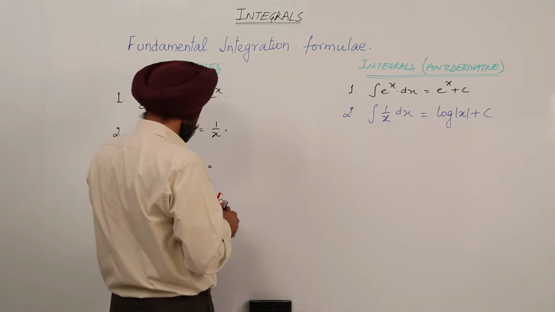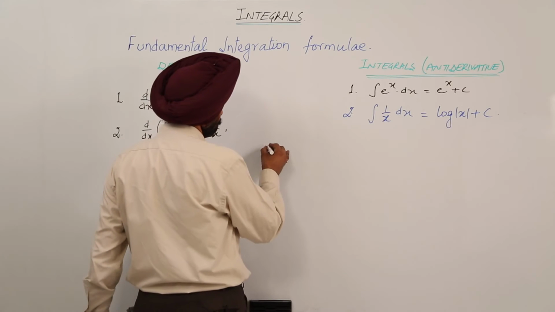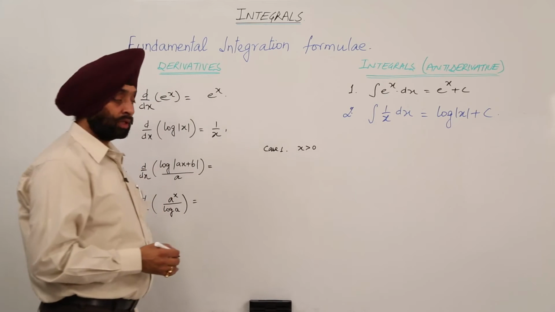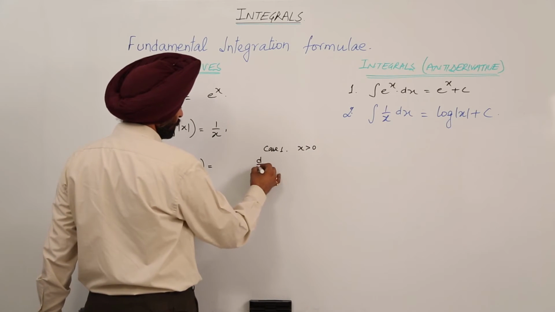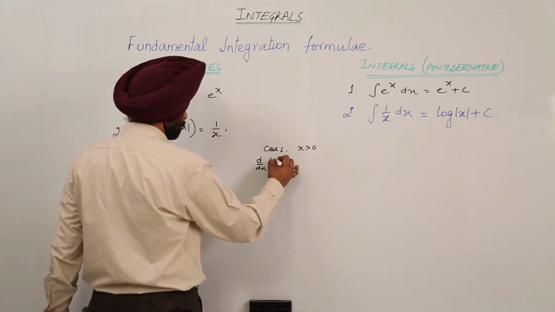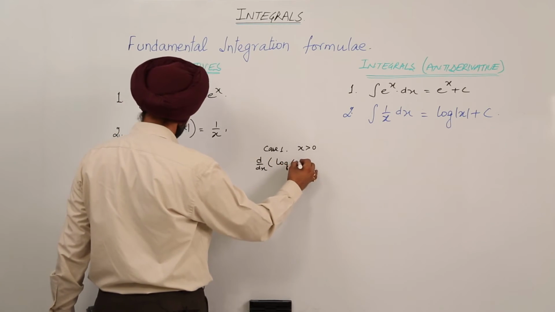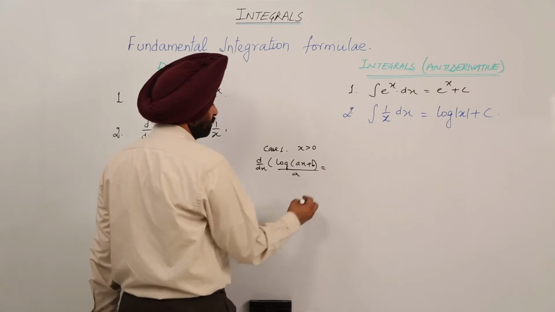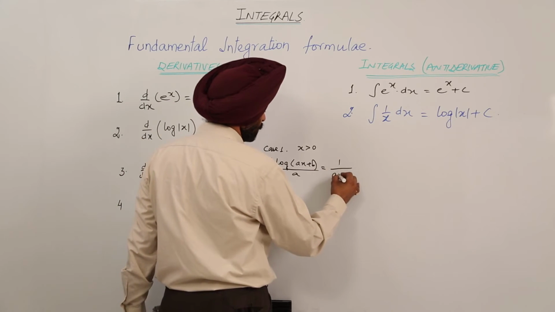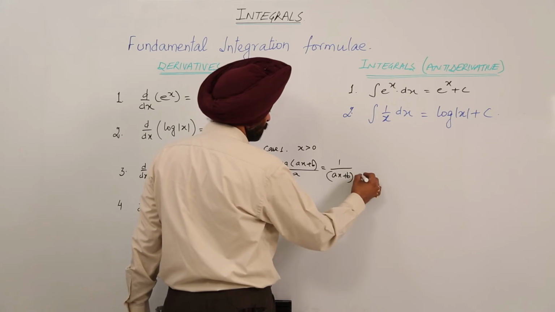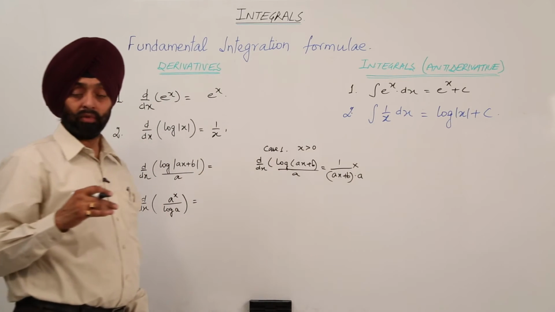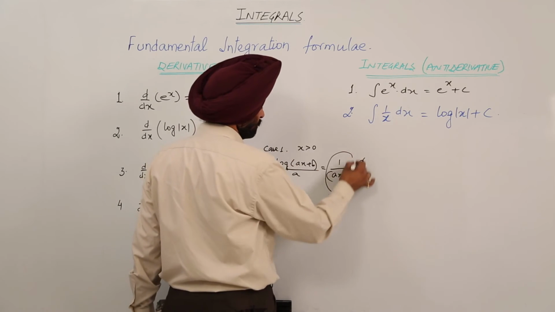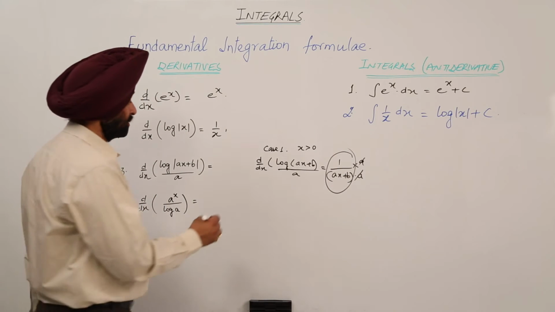What is the derivative for it? Case 1, x is greater than 0. Now d by dx of log of ax plus b upon a. Now this is again log u, 1 upon ax plus b into d by dx of ax plus b, that is a. So this cancels and we are left with 1 upon ax plus b.